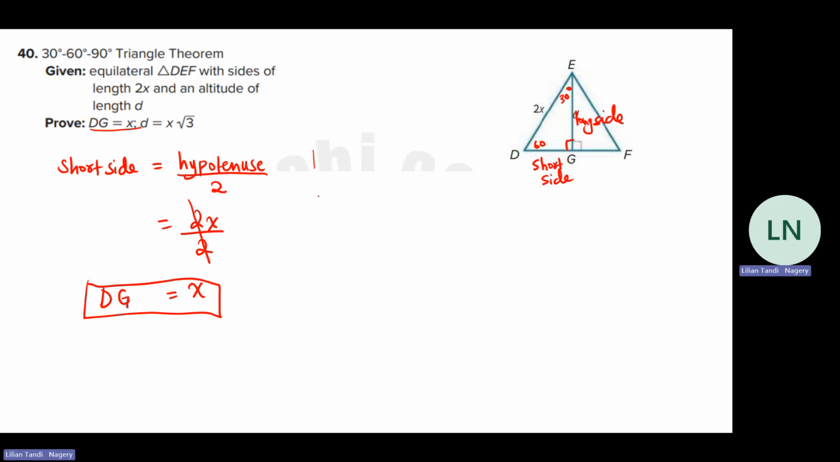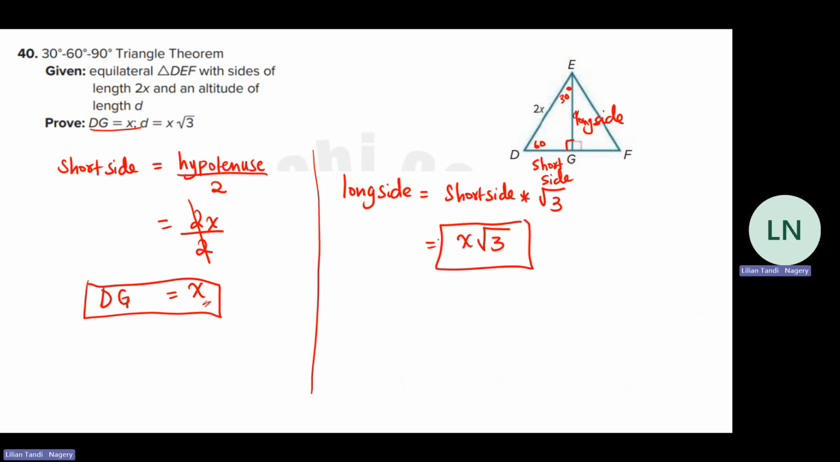Okay? Now, the long side is equal to the short side times the square root of 3. The short side is already found here as x, and you multiply by the square root of 3. And that is EG, or D, whatever the question said here, D. The long side is D. Okay?